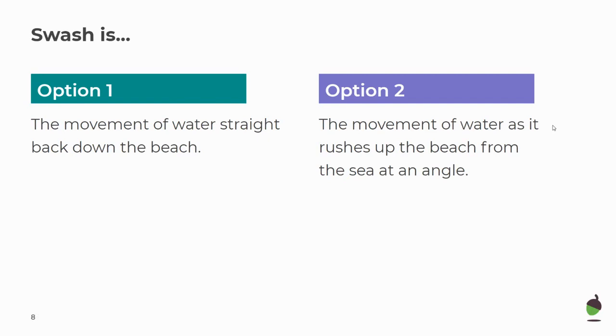So your turn. Swash is option 1 or option 2. 5 seconds.